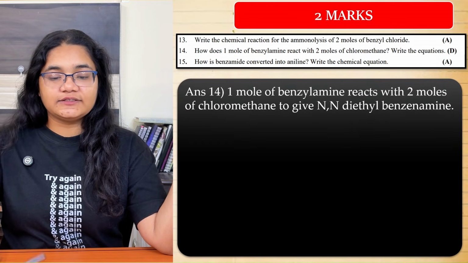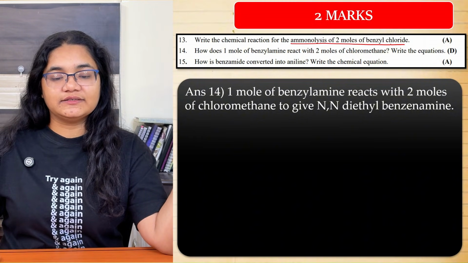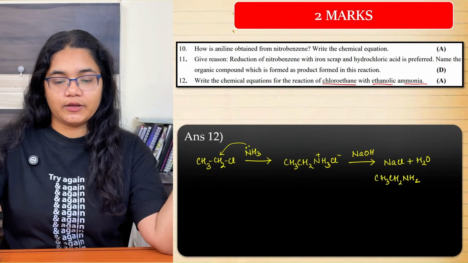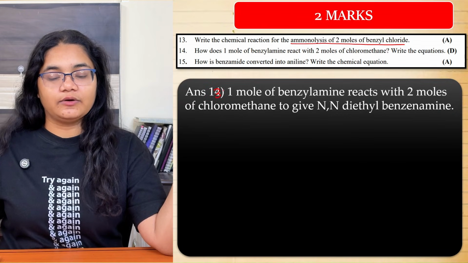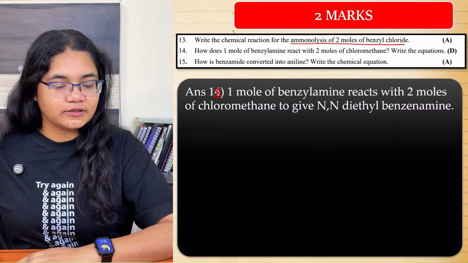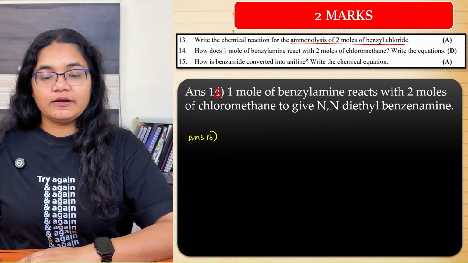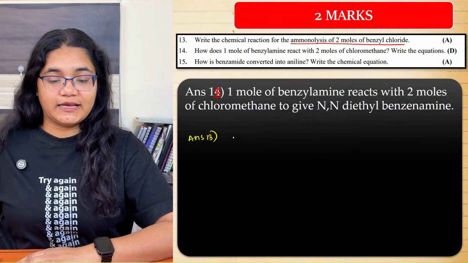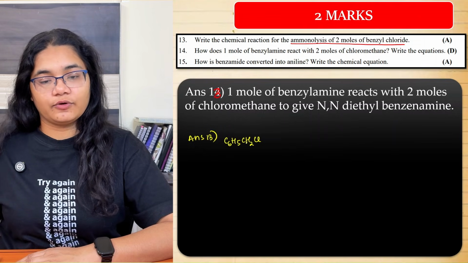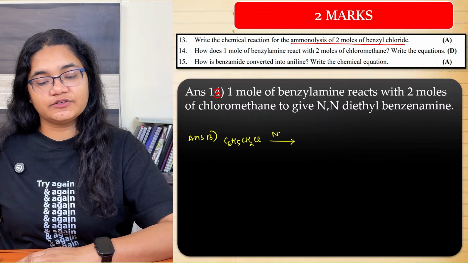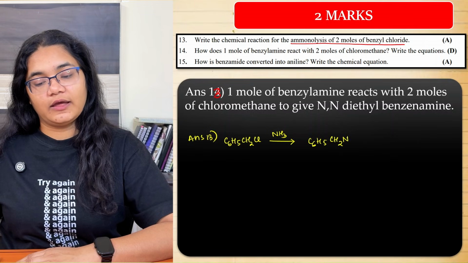Next, question number 13 is, let's see what is there in question number 13. Ammonolysis of 2 moles of benzyl chloride. Okay, this is actually the answer number 13. Let's do it. Answer number 13. Write the chemical reaction for the ammonolysis of 2 moles of benzyl chloride. So if you have 2 moles of benzyl chloride, C6H5CH2Cl, and if you treat it first with ammonia, then what will happen, you will get a compound like this, CH2NH2.